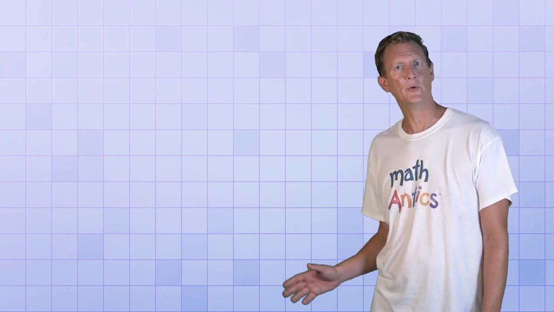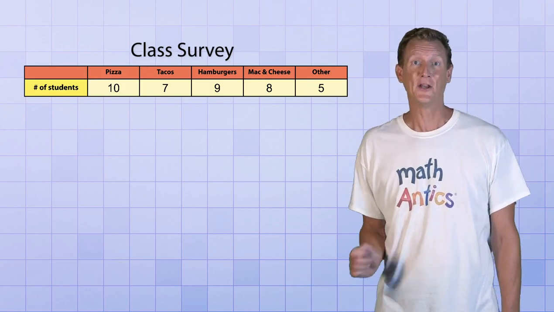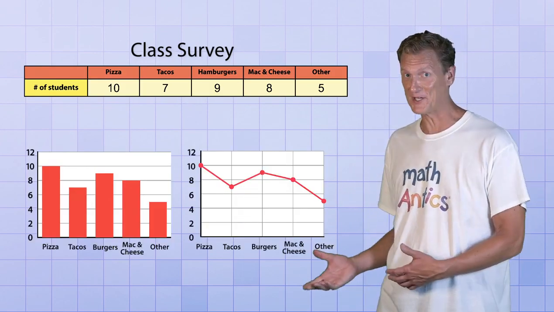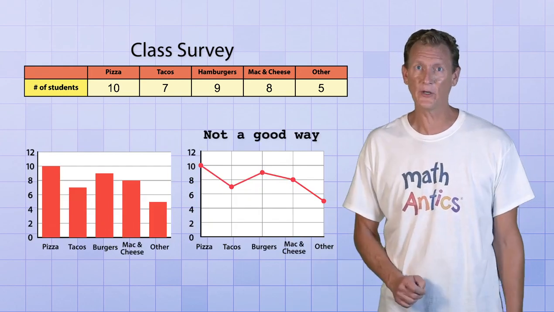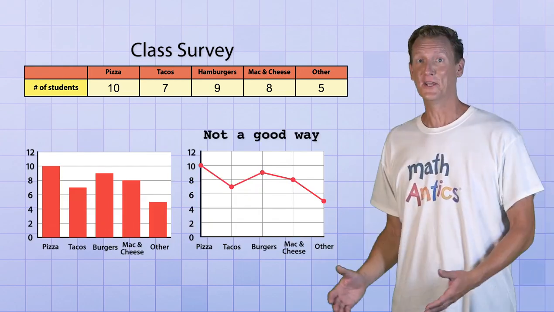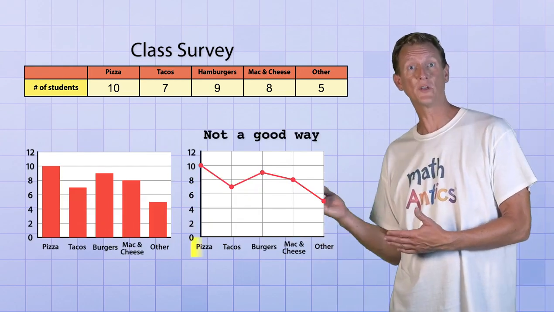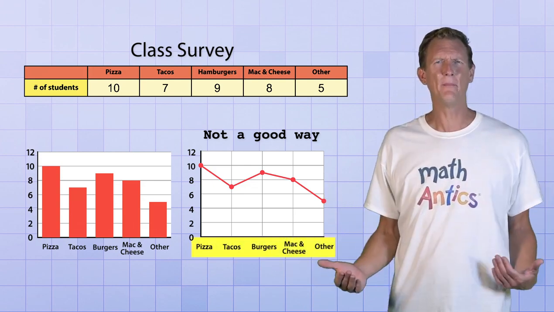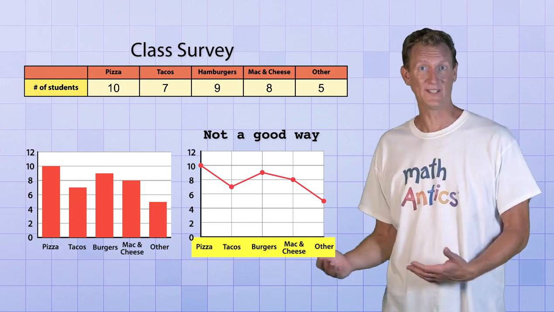For example, do you remember our first set of data about students' favorite foods? Well, here's a bar graph and a line graph of that data side by side. Can you think of a reason why the line graph wouldn't be a good way to represent this data? Yep, it's because the options on the horizontal axis aren't related by any natural sequence. It doesn't really matter which order the different foods are listed in.